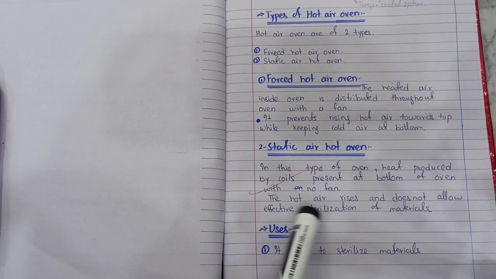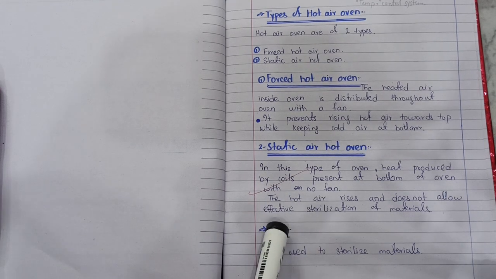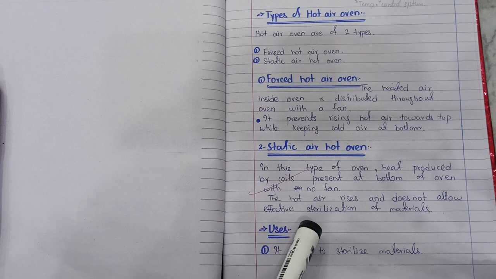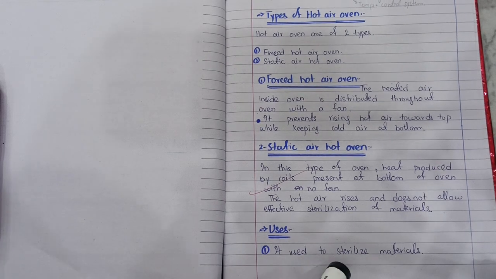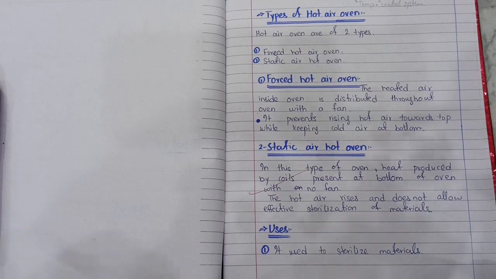तो इस वजह से जो हॉट एयर राइजेस एंड डज़ंट अलाउ द इफेक्टिव स्टेरिलाइजेशन, तो इफेक्टिव स्टेरिलाइजेशन नहीं हो पाती. यूजेस क्या है, यूज टू स्टेरिलाइज द मटेरियल्स.